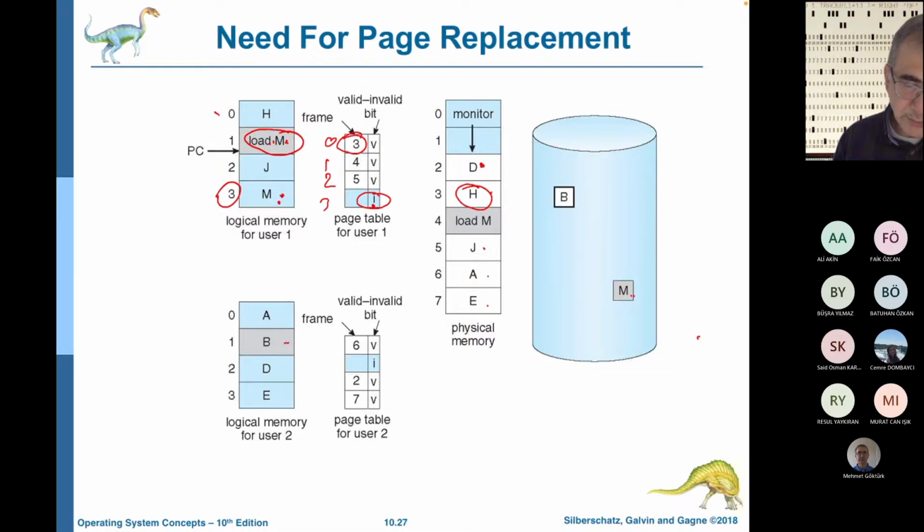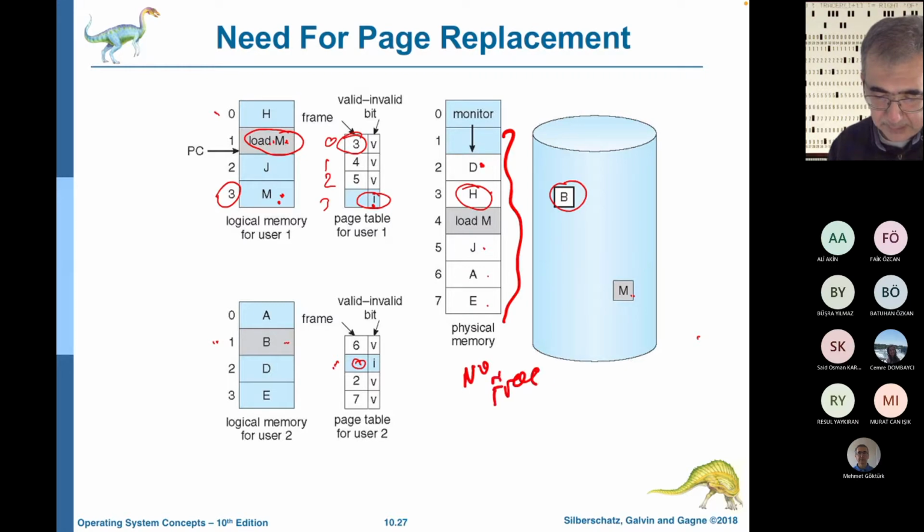That user is trying to have B for the first page, page 1, and page 1 has no associated frame, so that also needs to be brought here. But there is no free space, so some of them should be discarded and put back. For example, it could be A. A will go back, and then M will come here.